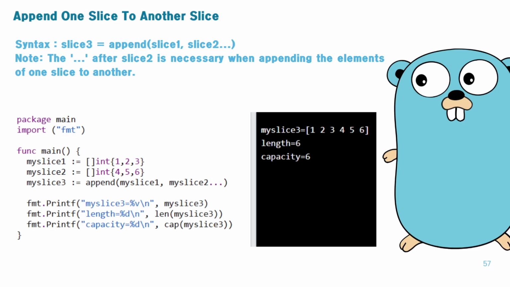Append one slice to another slice. Here we are appending slice 1 and slice 3. The three dots after slice 2 are necessary when appending the elements of one slice to another. And here is the code example of appending slices, where we are creating my slices and printing their values and appending them. So we are getting 1 2 3 4 5 6.